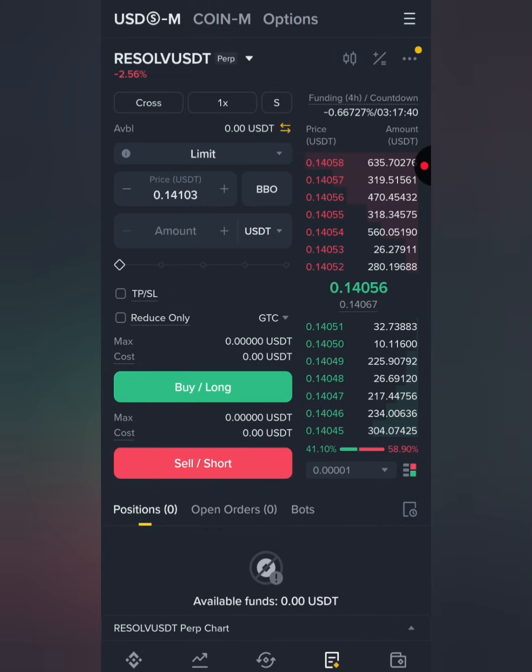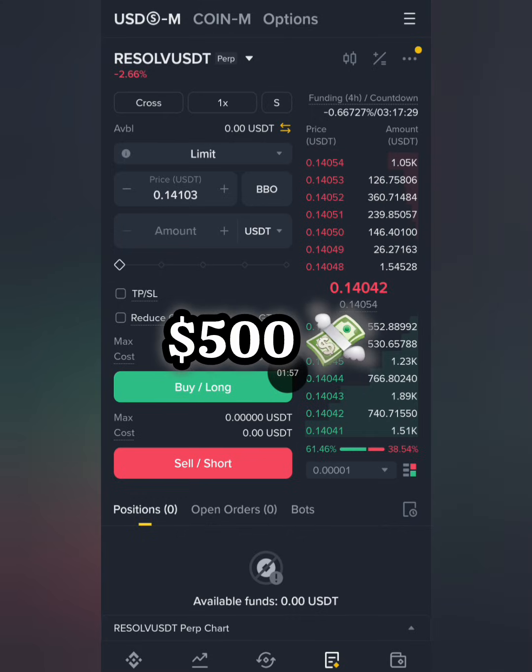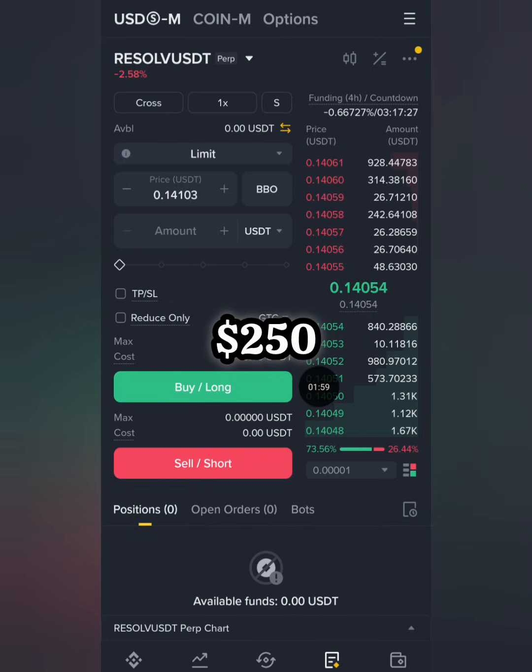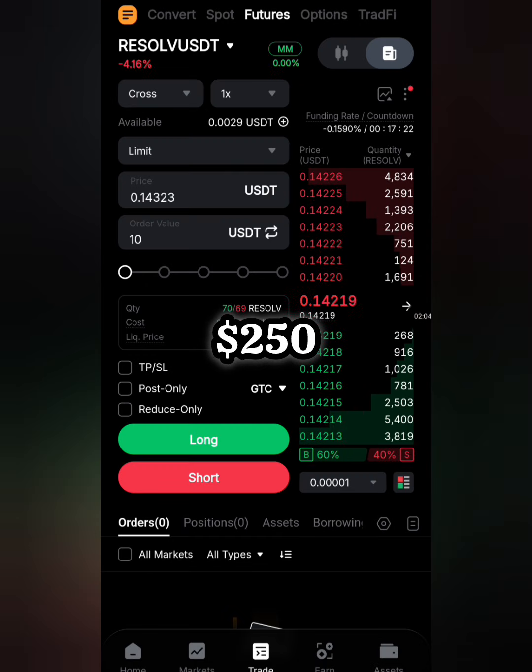Okay, once you set your cross margin and your leverage this way, the next thing you need to do is to make sure you have the same amount of capital in both exchanges for this. All right, so let's say you're going to be using 500 USDT for this. You keep 250 USDT on your Binance and you put 250 USDT in your Bybit.